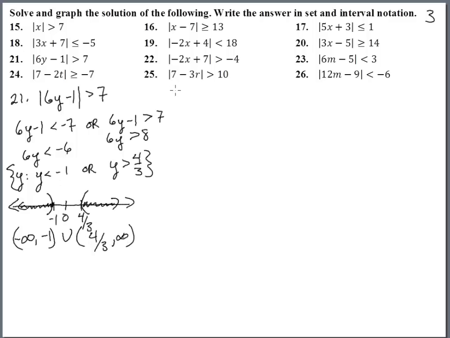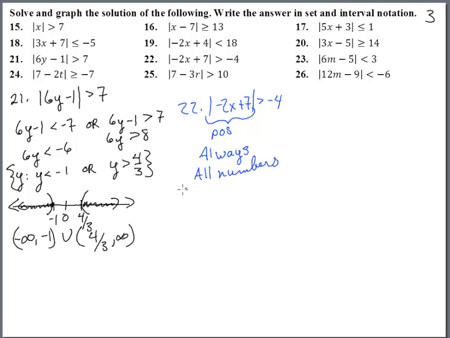Better change colors here for number 22. We have absolute value of -2x plus 7 is greater than -4. Oh, stop! We've got an absolute value with a negative on the other side. Something's going on here. This turns out to not be a no solution. Here we have this guy is definitely positive, and that guy's a negative number. Positives are always bigger than negative numbers. So this is not never, this is always. So all numbers.